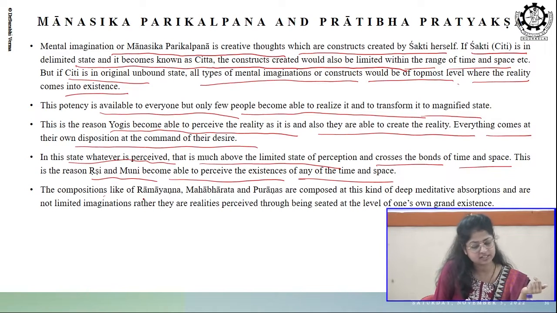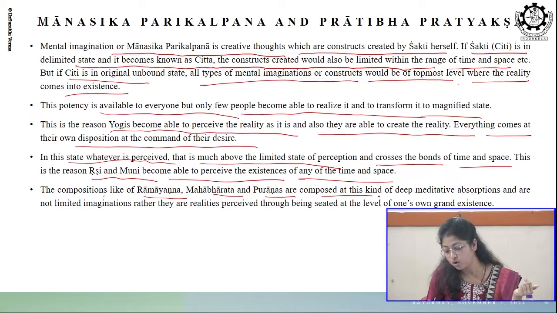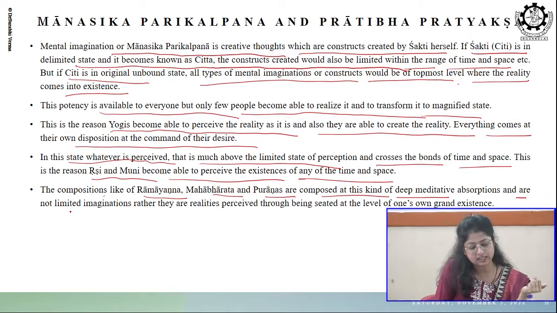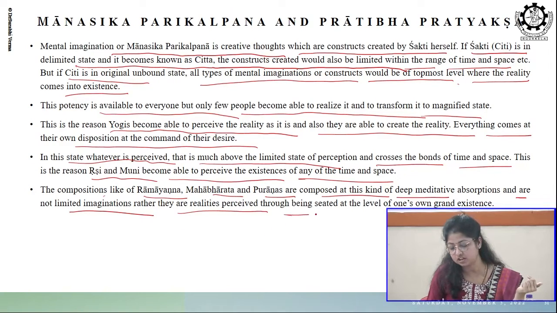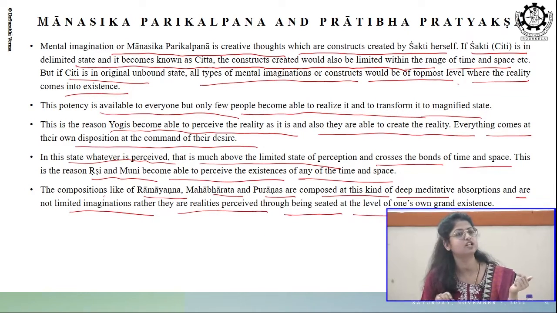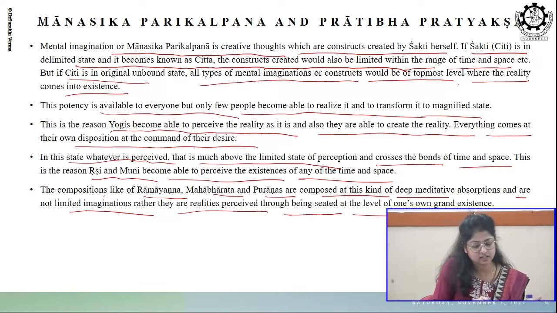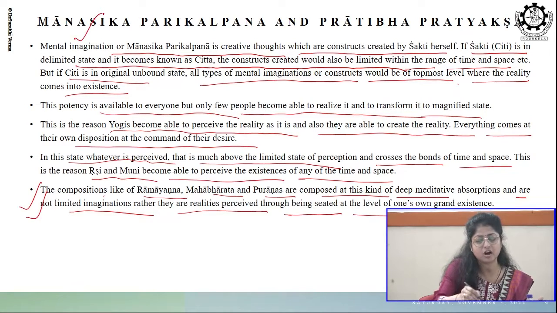The compositions like Ramayana, Mahabharata and Puran are composed in this kind of deep meditative absorption and are not limited imaginations. They are realities perceived through being seated at the level of one's own grand existence. And this is very important. Why did I explain this topic?